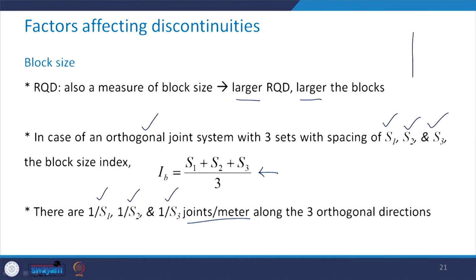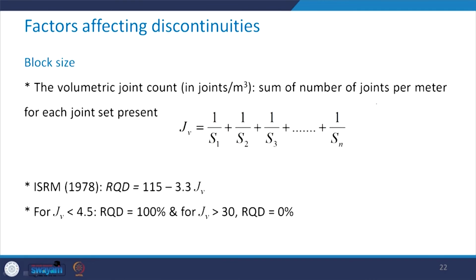So, you see that we have x, y, z directions, and the joints have been assumed along these orthogonal directions only. So, the volumetric joint count, whose unit is joints per meter cube, is the sum of the number of joints per meter for each joint set which is present, and that is defined as 1/S1 plus 1/S2 and so on. Let us say there are n joint sets, so that is 1/Sn.